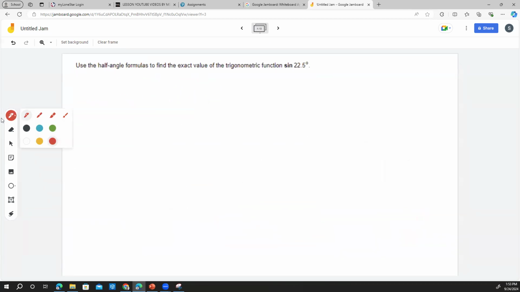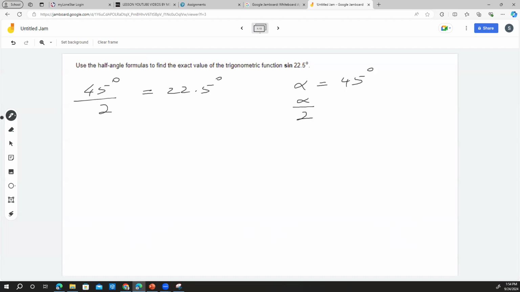Now, this is question 3 on the homework. It says using the half angle formula to find the exact value for sine 22.5. So we just have to understand that first, 45 degrees, if you take it and divide it by 2, you get 22.5 degrees here. So here, alpha being 45 degrees, alpha over 2 is equal to 22.5.